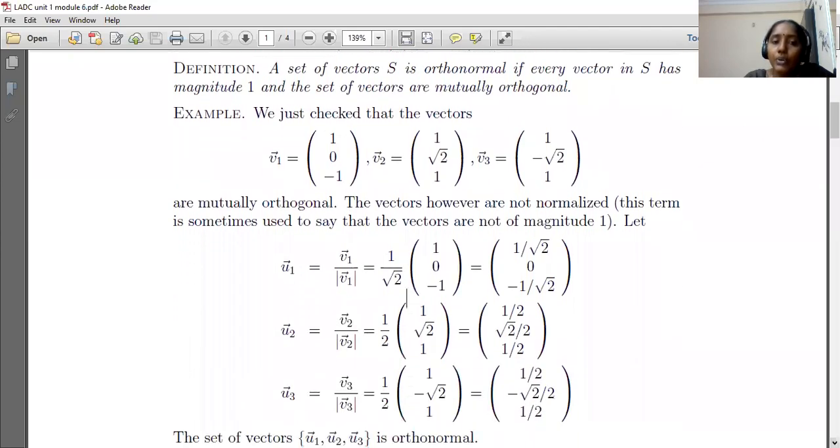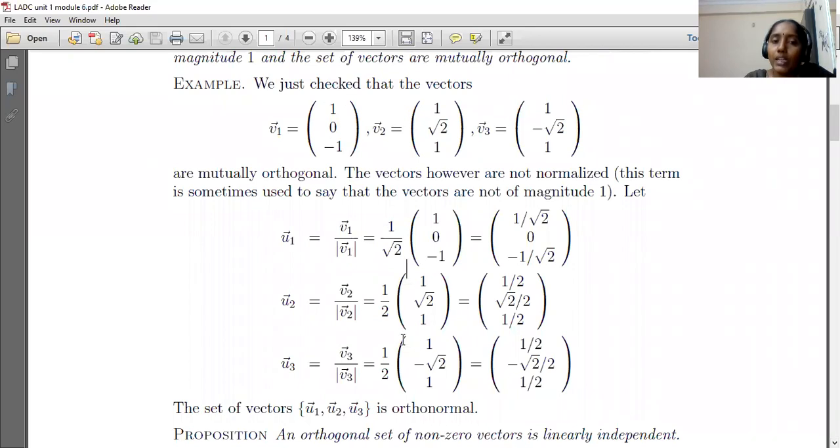Similarly, find u2 and u3. That means u2 is v2 by modulus of v2, and u3 is v3 by modulus of v3. Now the set u1, u2, u3 is orthonormal.